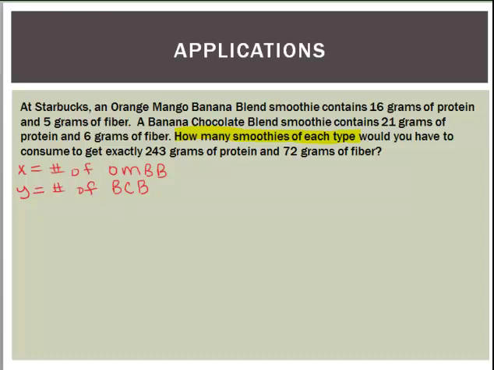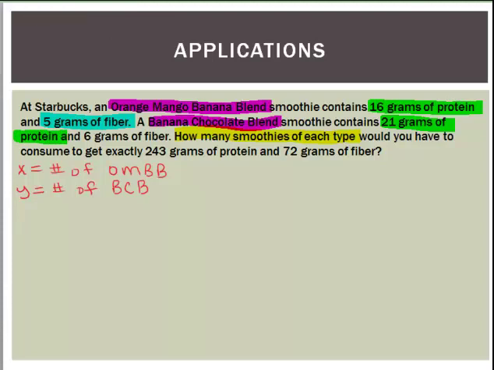Okay, so we need to come up with some equations. What do we have here? 16 grams of protein. We have 5 grams of fiber, and that's for the orange mango banana blend. And then we have the banana chocolate blend, and we have 21 grams of protein, and what else do we have? 6 grams of fiber. And what are we wanting? We are wanting 243 grams of protein and 72 grams of fiber. Okay, so I tried to highlight each of the important pieces so that we can kind of organize it a little bit.